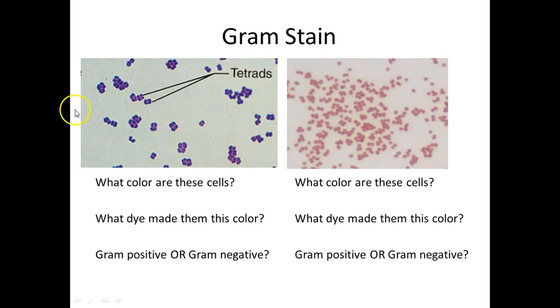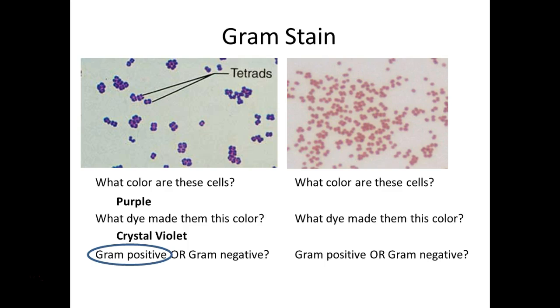So what color are these cells? They're purple. What dye made them this color? The crystal violet, and therefore they are gram positive. Remember, does this have anything to do with charge? No, this is a result of the gram stain reaction. It stayed purple, so therefore it's positive.